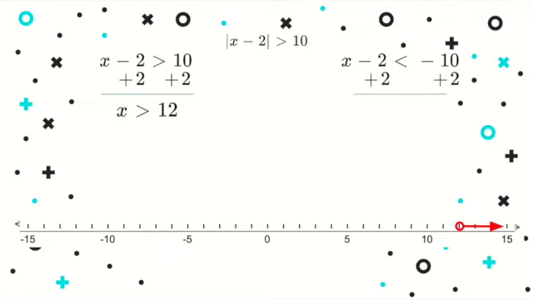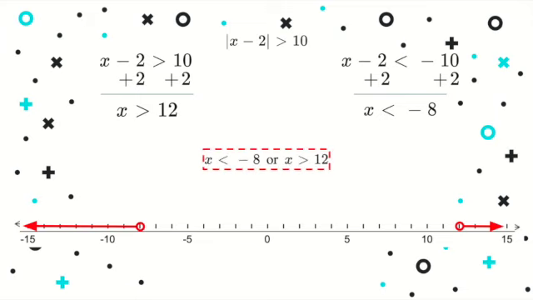All right, so next I'm going to add 2 to both sides here. That's going to give me x is less than negative 8. Once again, same thing. This time it's at negative 8 and it's going to the right. Now, since there is no overlap, we're going to say that x is less than negative 8 or x is greater than 12. This is called a union.